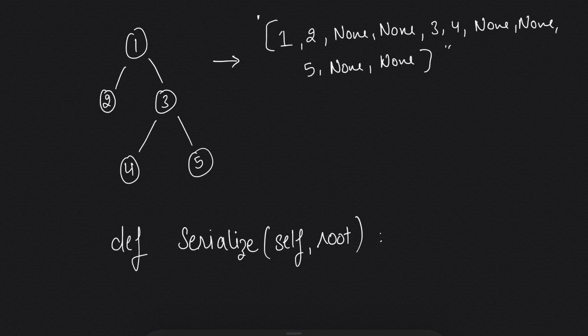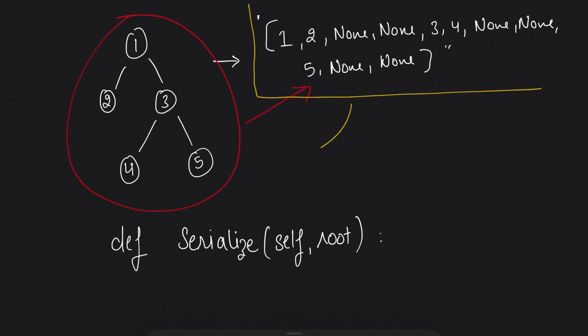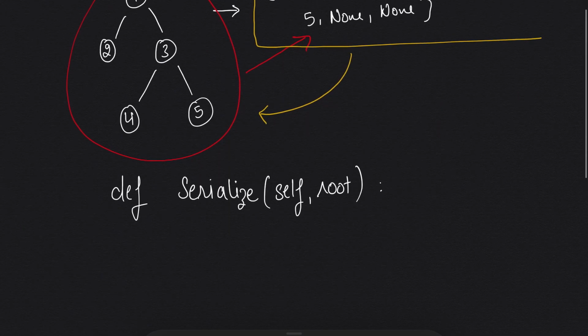So the question here is that if I am given this tree, I need to convert it into a string. And if I'm given this string, then I need to convert it into a tree. And I need to perform both of these functionalities in this question. So first of all, we will look at serialize. In serialize, we are given a tree and we need to convert it into a string. We will solve this question recursively.